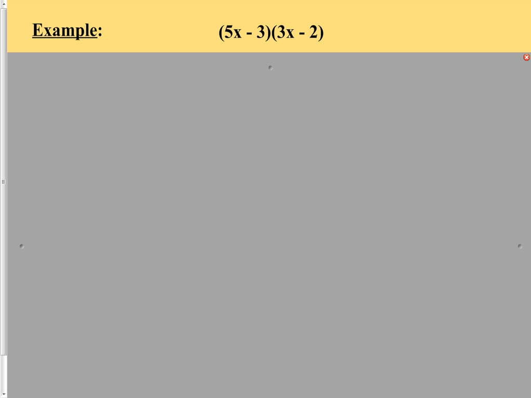Okay, let's look at one more. As always is the case, not everything is going to be addition, which is easy for us to work with, and subtraction a little bit harder, but it doesn't make a difference. We just simply have positives or negatives to work with. So 5x minus 3 times 3x minus 2. Binomial times a binomial, everything on the left times everything on the right.